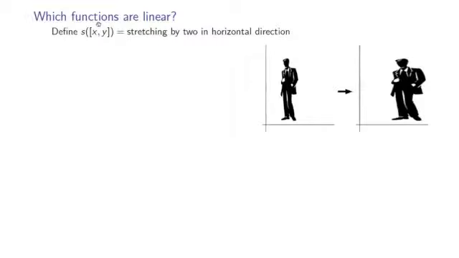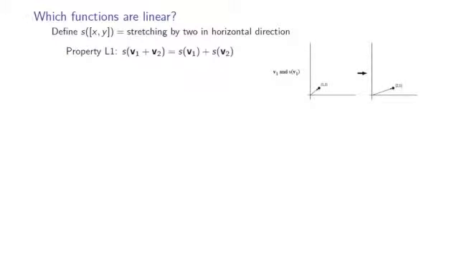Now that we know that the functions that can be represented by matrix vector multiplication are linear functions, let's go back and look at some of our examples. Our first example was stretching by 2 in the horizontal direction. Property L2 of linear functions would require that s of v1 plus v2 equals s of v1 plus s of v2. Is that true for stretching by 2 in the horizontal direction?